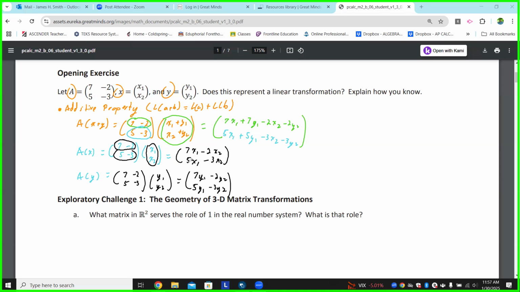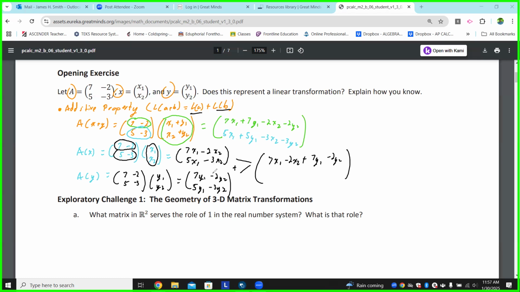All right, so what we just did is we just determined what these two guys are. Now we have to add these to see if it gives us this. Now, how do we add matrices? Just like each element, right? So I'm just going to take 7x1 minus 2x2 and add it to 7y1 minus 2y2. Obviously, I can't combine like terms, so I just write them out. So 7x1 minus 2x2 plus the element in 1, 1 there. So that'd be 7y1 minus 2y2.